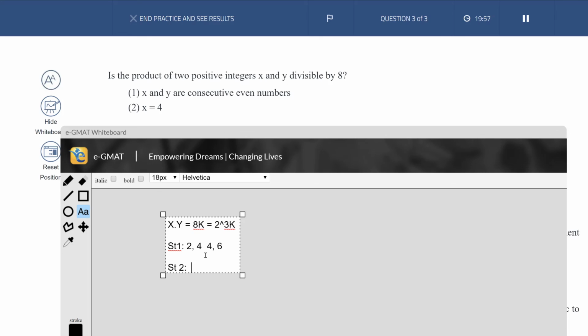Statement 2 really says, hey, that x is equal to 4. Do we know anything about y? We don't know anything about y. Since we don't know anything about y, statement 2 clearly is not sufficient. Hence, we mark our answer as only statement 1 is sufficient and move forward.